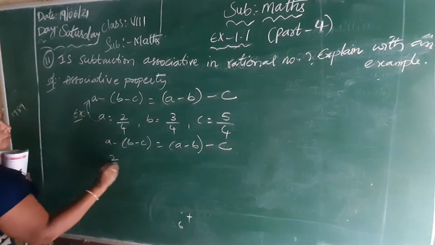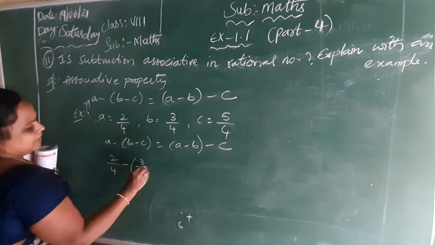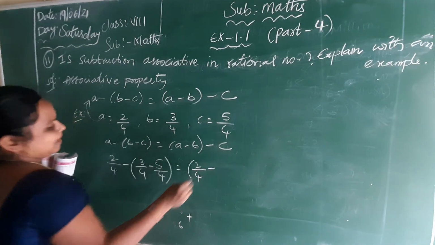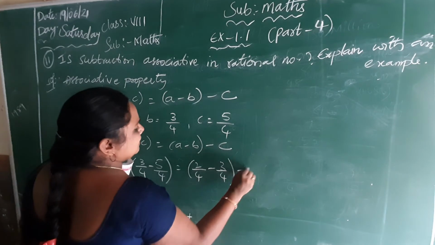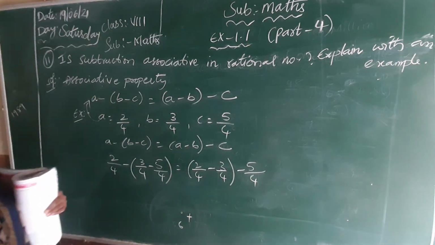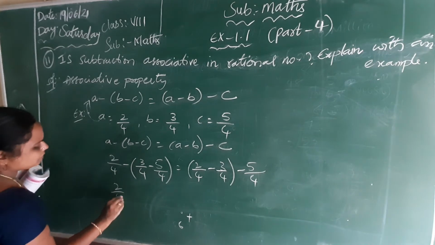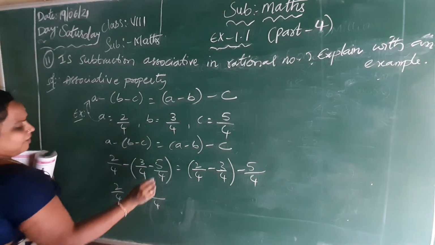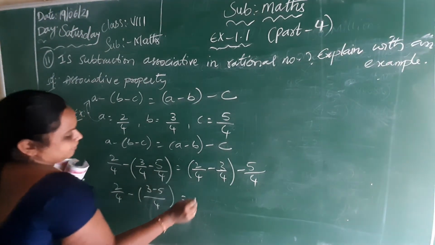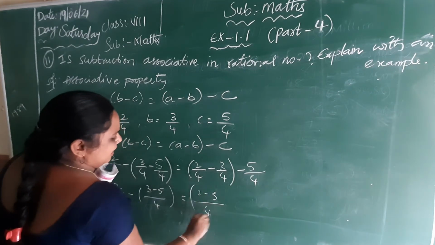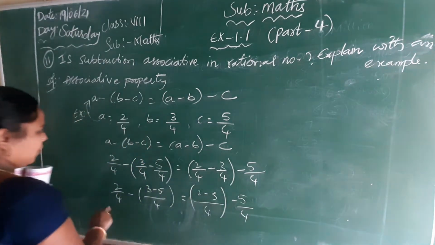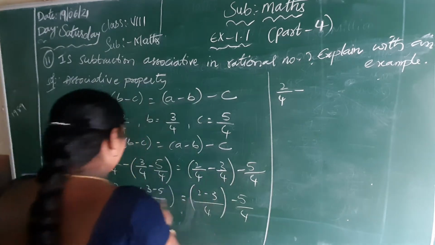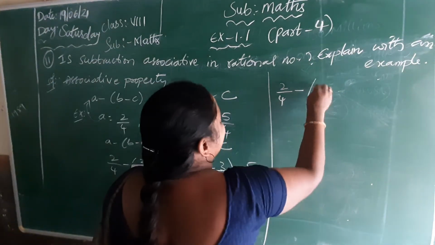So A value is 2 by 4, B value is 3 by 4, C value is 5 by 4. Substitute directly. 2 by 4 minus (3 by 4 minus 5 by 4). First we have to simplify the bracket. So here denominator is 4. So 3 minus 5, how much is 3 minus 5? If you simplify the bracket, 2 by 4 minus (3 minus 5 by 4). So 2 by 4 minus 3 minus 5 is minus 2 by 4.